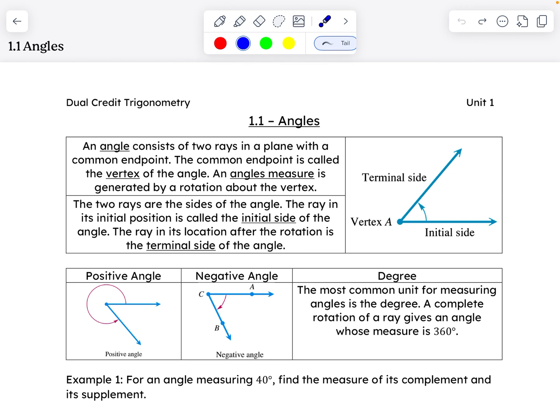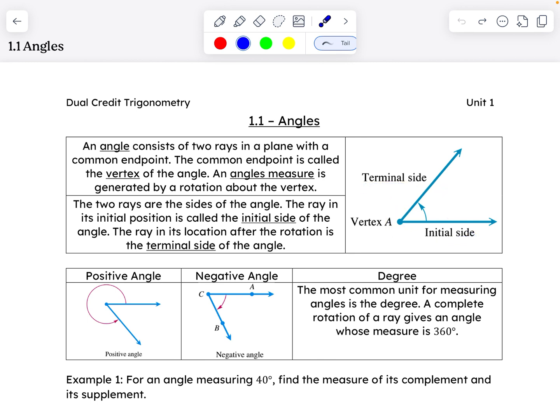We've got a definition right here. An angle consists of two rays in a plane with a common endpoint. The common endpoint is called the vertex right here. And an angle measure is generated by rotating around the vertex. The two rays are the sides of the angle. The ray in its initial position is the initial side down here, and the ray in its location after the rotation is the terminal side up here.